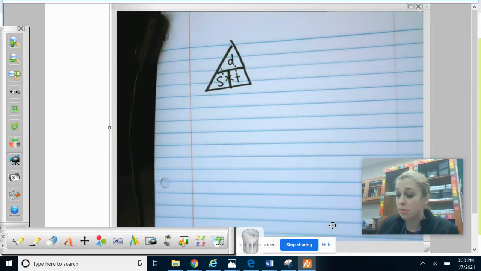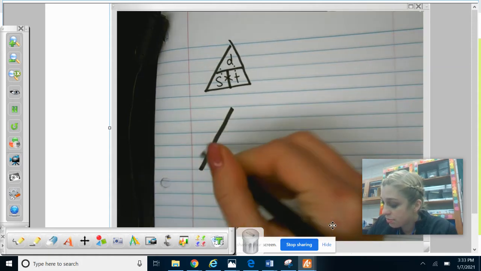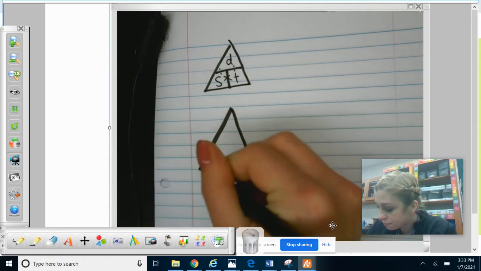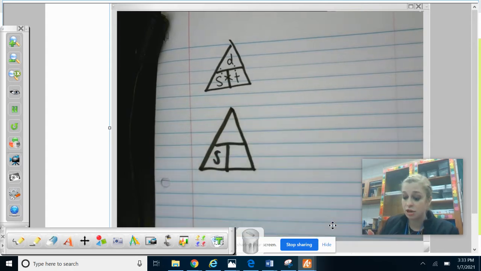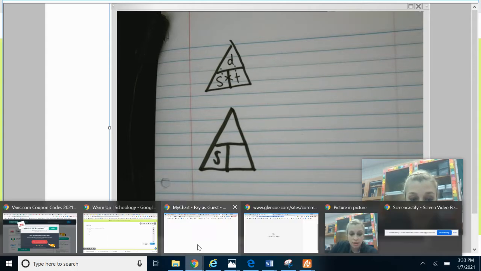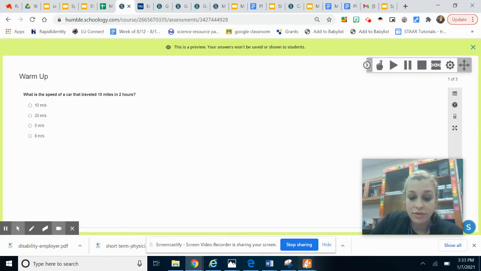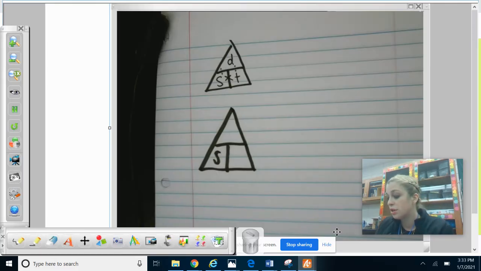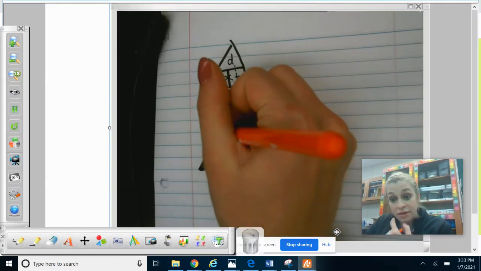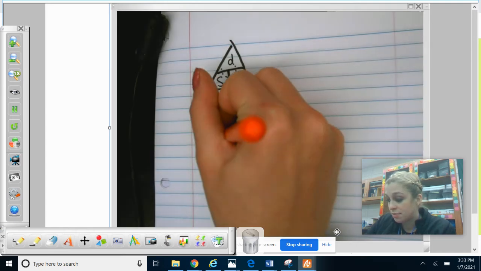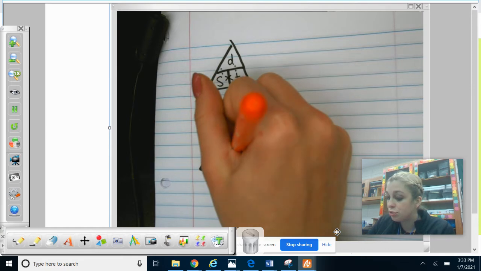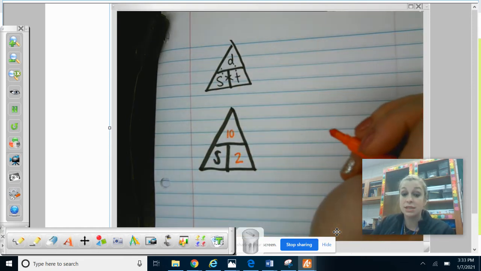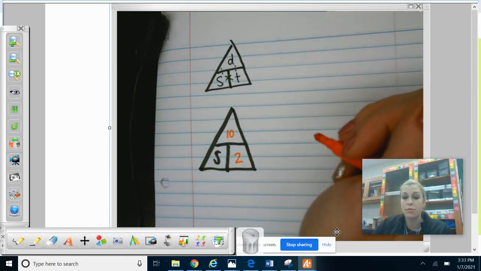Okay, so for this problem, it said what is the speed? So let me draw a triangle for this problem. I'm gonna fill in S because I know I'm looking for speed. It said speed of a car that traveled 10 miles in 2 hours. So I'm filling in 10 for the distance because it traveled 10 miles. I'm filling in 2 for the time because it took 2 hours. I got that from the problem.